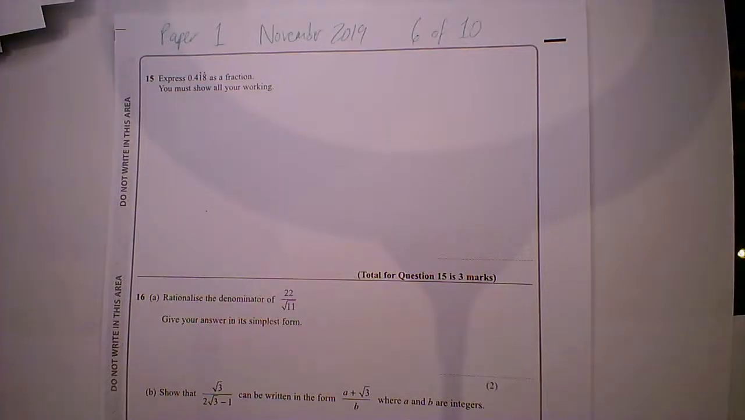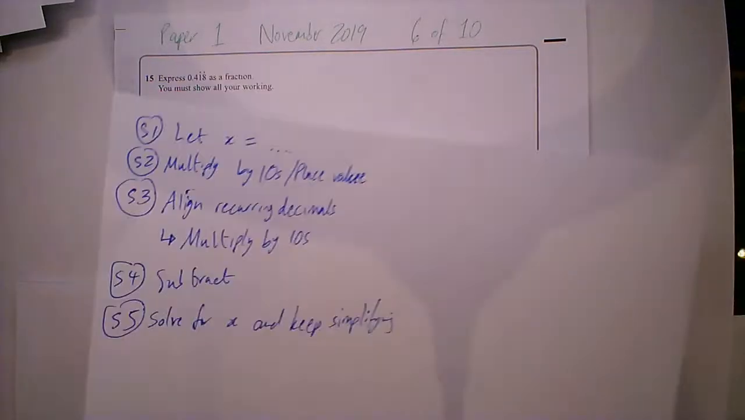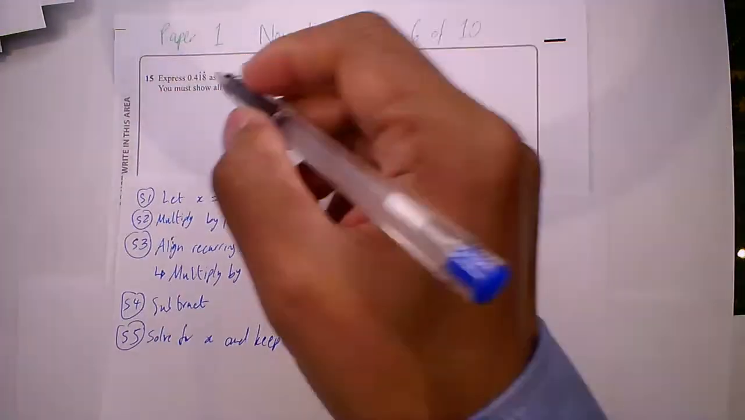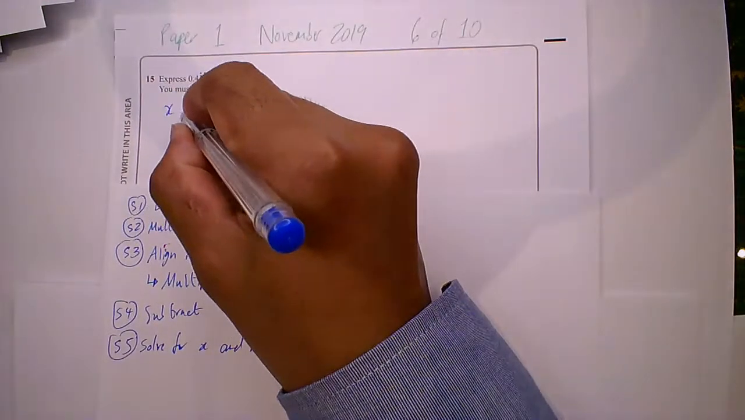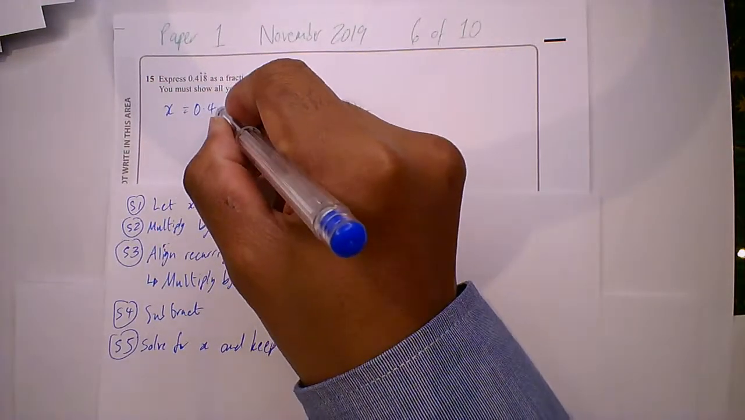Surprise, surprise, it's very similar to what we've just been doing. So you can see the pattern. It's very, very routine. So again, let's get our steps out. Let's call this x. x equals 0.418.